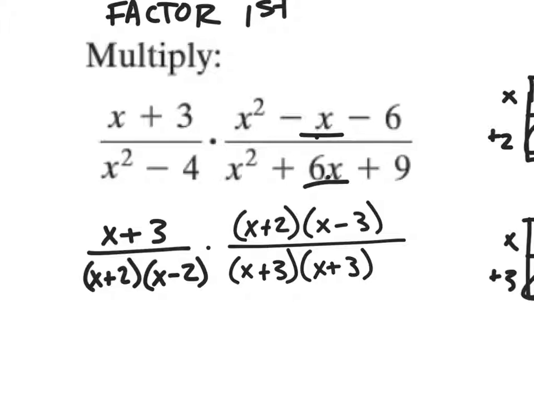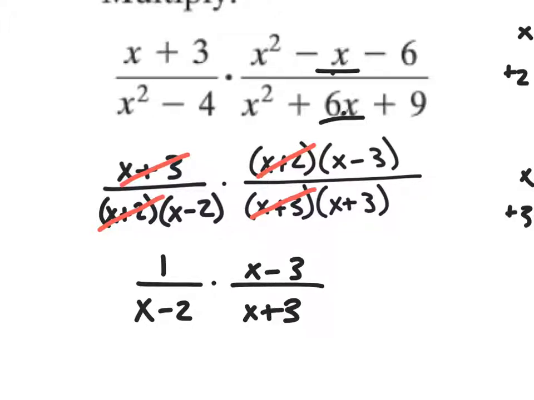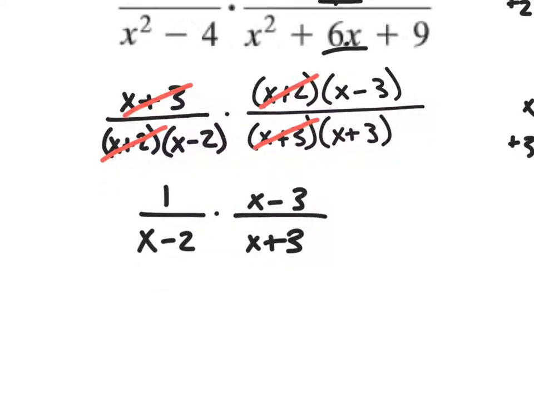At this point, x plus 2 can divide out with an x plus 2. I've also got that an x plus 3 can divide out one of these x plus 3s. Now, these other ones aren't going to divide out. You have to have the same quantity in order for them to divide out. So what we're left with is 1 over x minus 2 times x minus 3 over x plus 3. Now, all I'm going to do is simply multiply across. In my numerator, I have 1 times the quantity, and these are all quantities, so let me put parentheses around them.